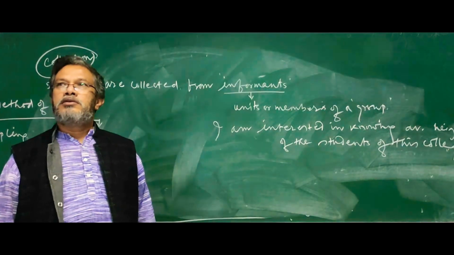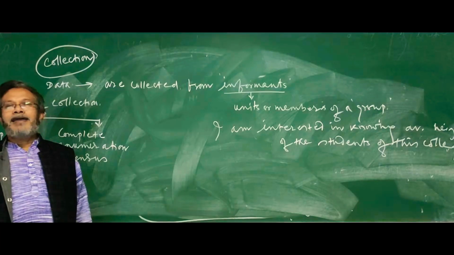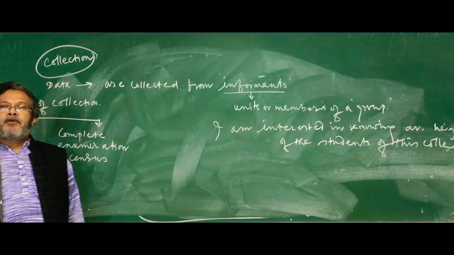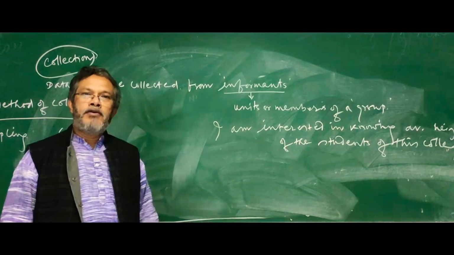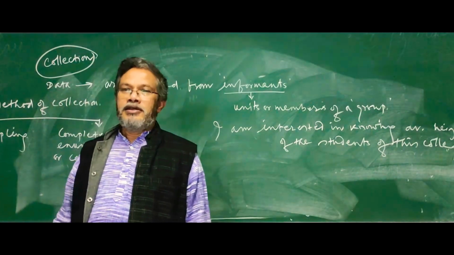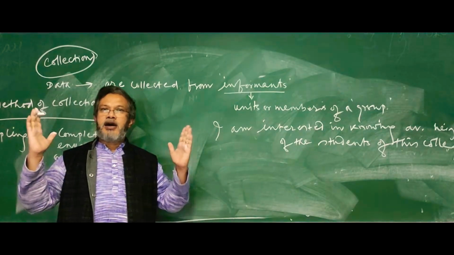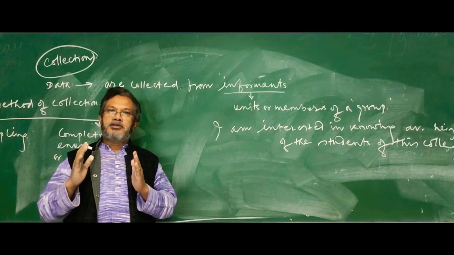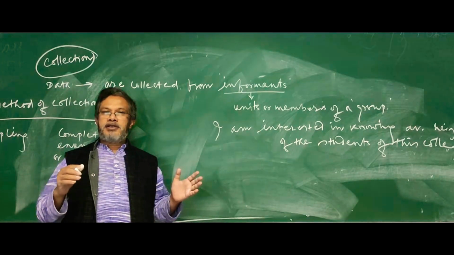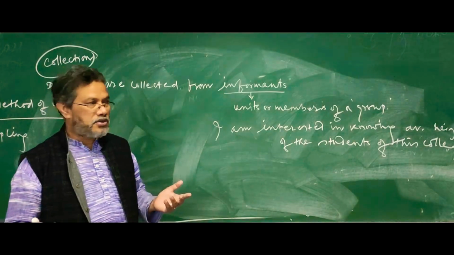What can I do? I can take the data on heights of all the students, add them and divide the sum total by the number of students. You know that average height means the sum of the heights of all students: science, arts, commerce, honors, general, self-financing, all students. Their heights you add and divide by the total number of students. You will get the average height.